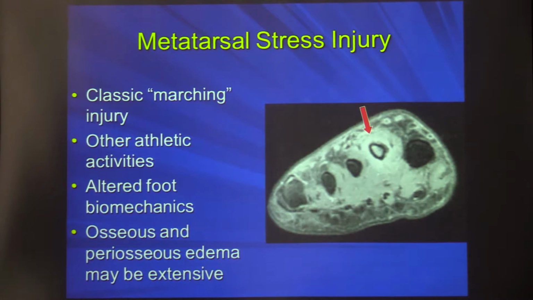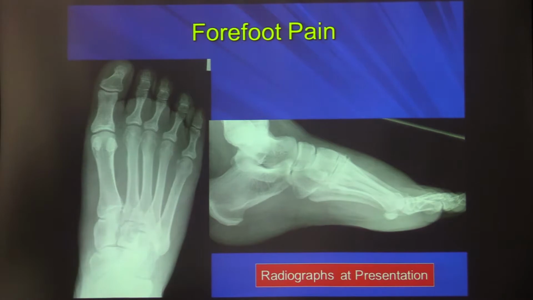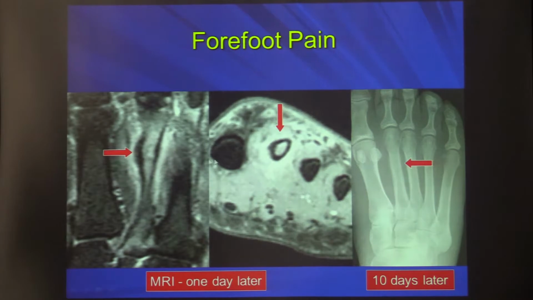Here's a middle-aged female with forefoot pain, a lot of soft tissue swelling at the dorsum of the foot, no obvious abnormality. One day later, the MRI shows periosteal bone apposition along the medial aspect of the secondary metatarsal. Notice the edema within the medullary cavity and in the surrounding soft tissues. 10 days later, we can see callus formation on radiographs.